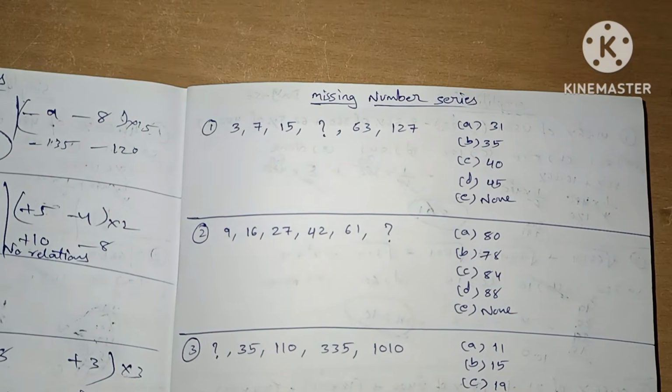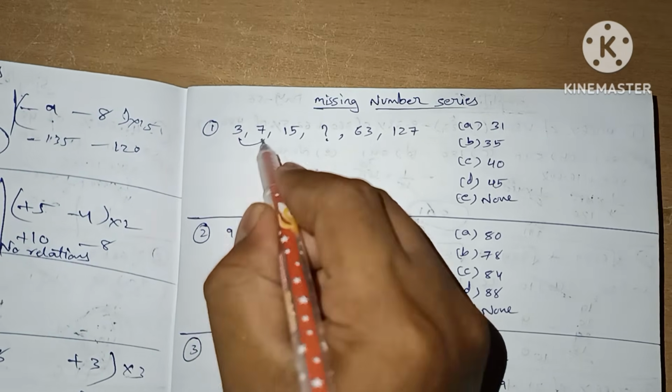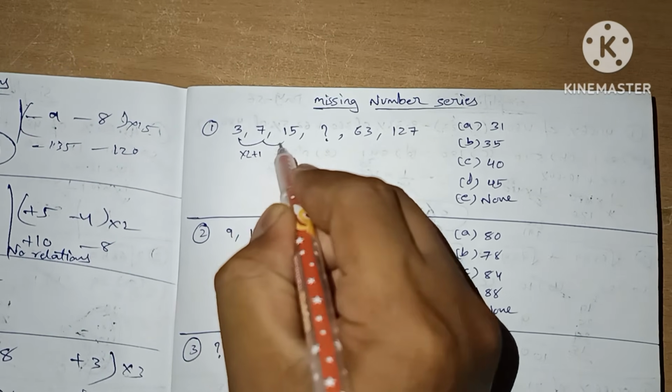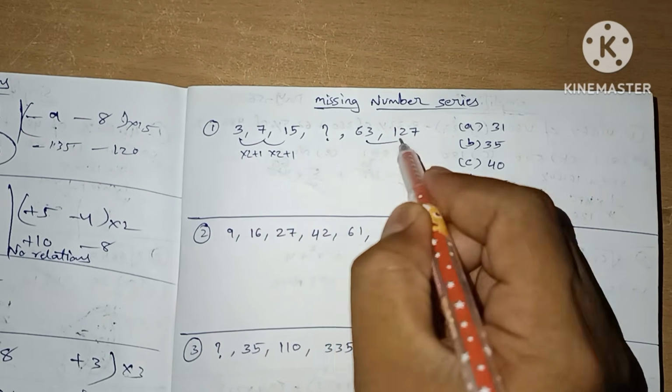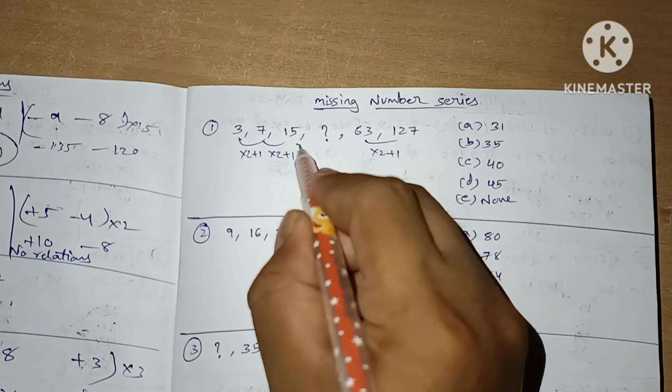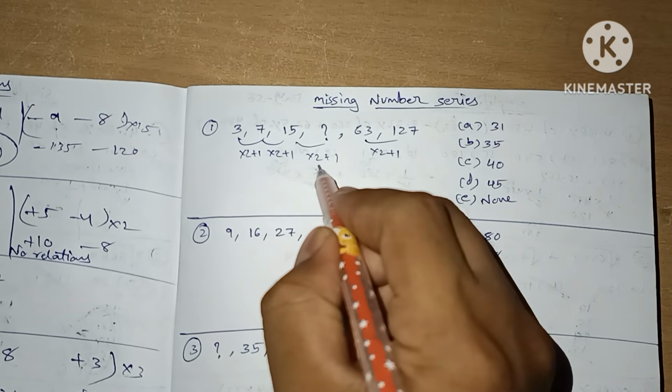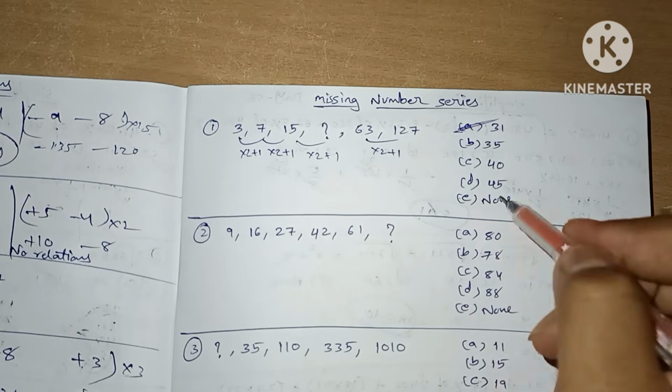Now we are going to see missing number series. In missing number series, the first one is it is into 2 plus 1, into 2 plus 1. Here also it is into 2 plus 1. So it must be into 2 plus 1. 15 into 2 is 30 plus 1, 31. Option A is our answer.